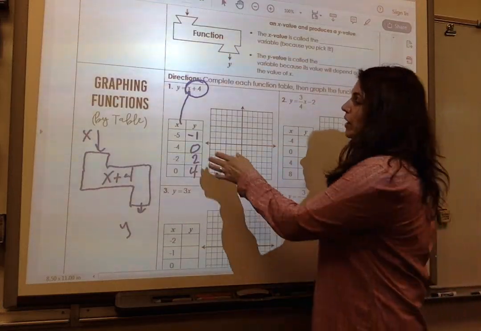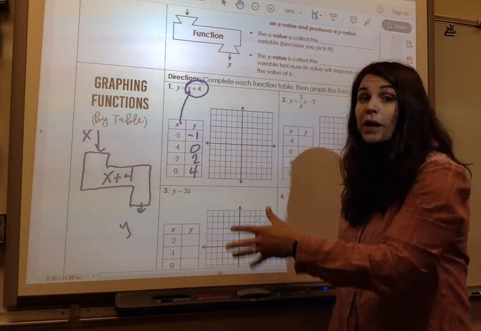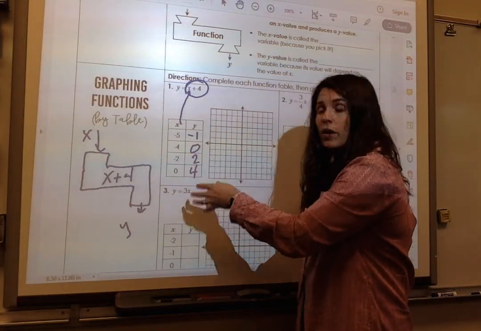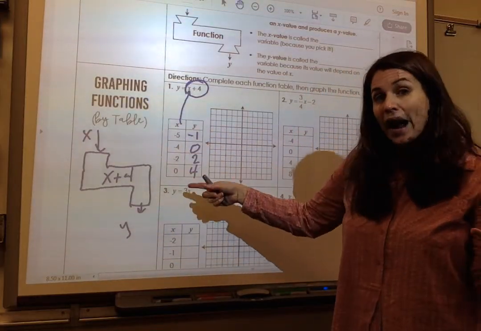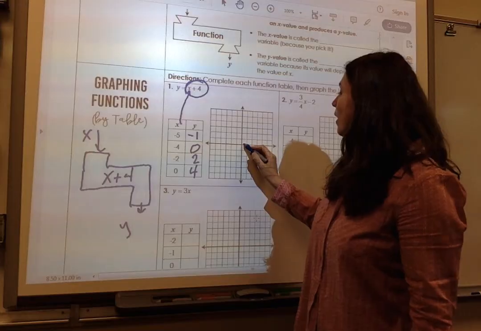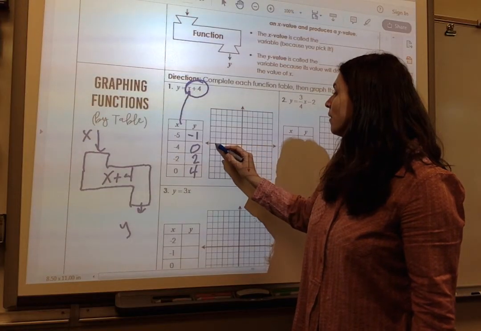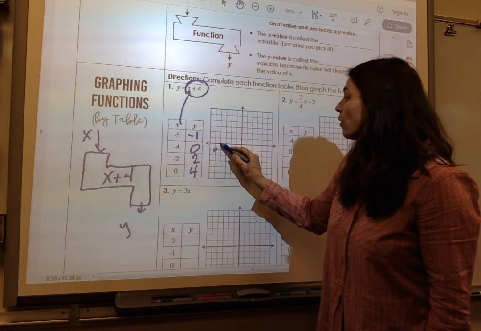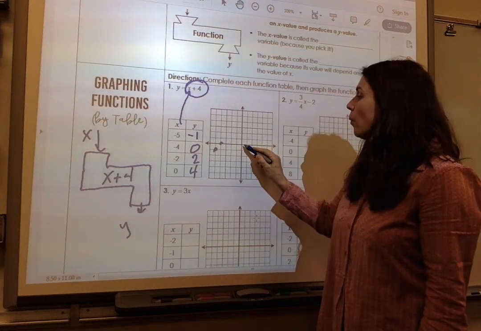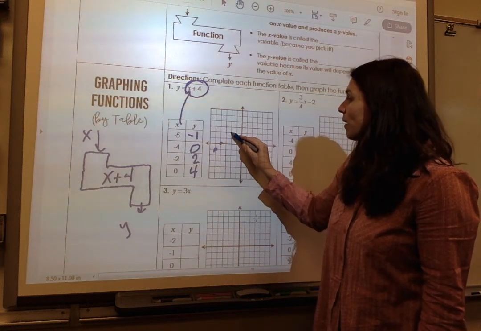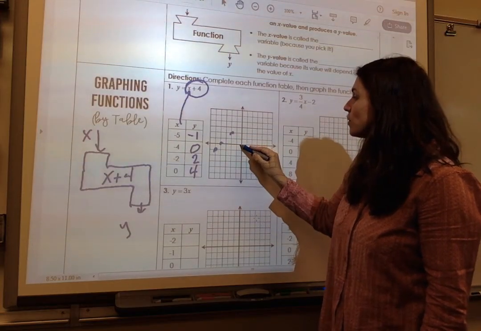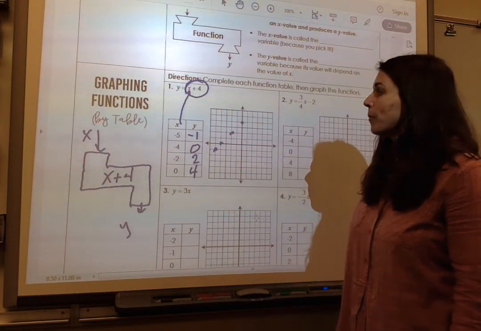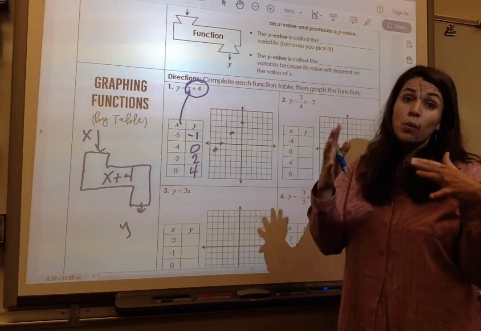And so this creates my ordered pairs. Remember, they're ordered pairs, but I set it to a table. And so now I can graph this table. And I can graph when x is -5, my value is -1. When x was a -4, my value is a 0. When x was a -2, my value is a 2. And when x was a 0, my value is a 4. So now I have these points.